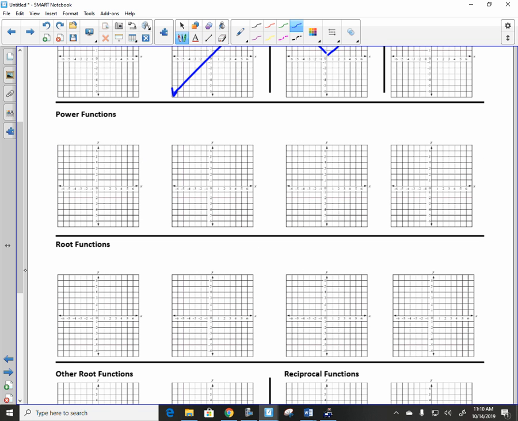Power functions. You know some of these. Y is equal to x squared. You know the parabola looks like this. This is the graph of y equals x squared. Why is it always above the x-axis? Because if you square something, it makes it positive. So if you cube something, you're not always going to get a positive. So therefore, you're going to have portions that sit below the x-axis.